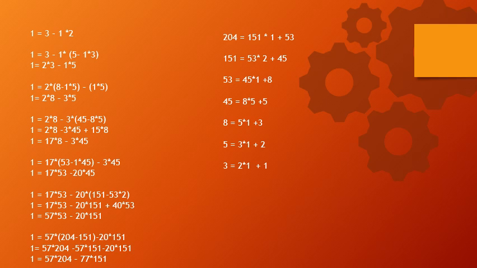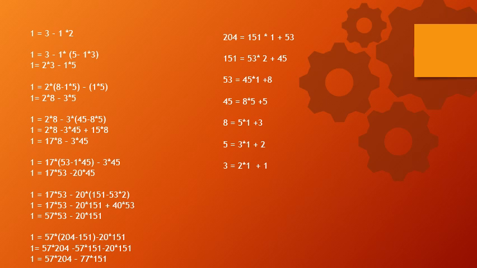So substitute the value of 8, 53 minus 45, simplify it, and you're landing up here. Now go up, you're getting 45 in terms of 151. So the value of 45 is nothing but 151 minus 53 into 2. You put it here and you're getting 1 as 17 into 53 minus 20 into 151 plus 40 into 53. Simplify further, you're getting 57 into 53 minus 20 into 151.